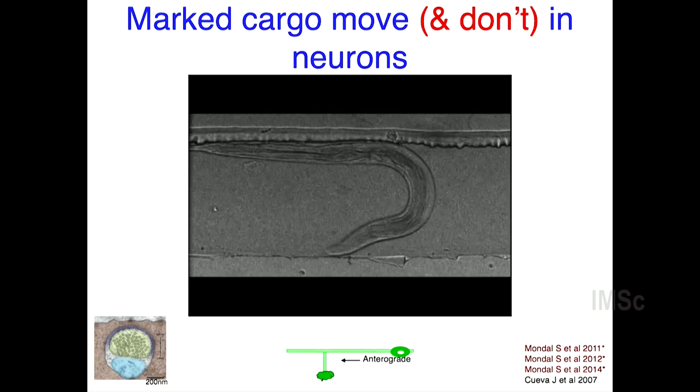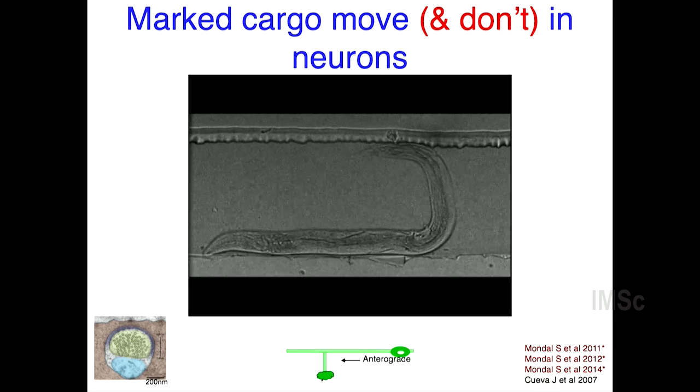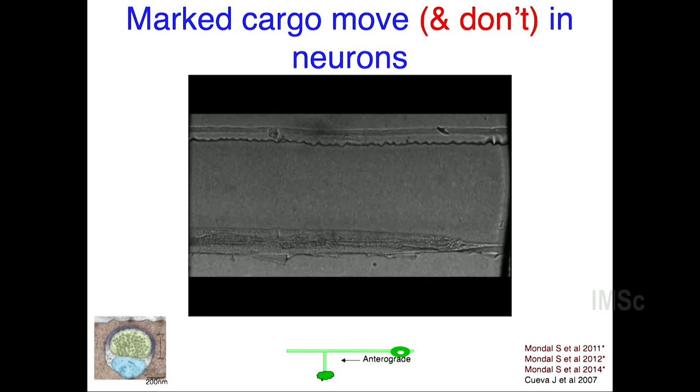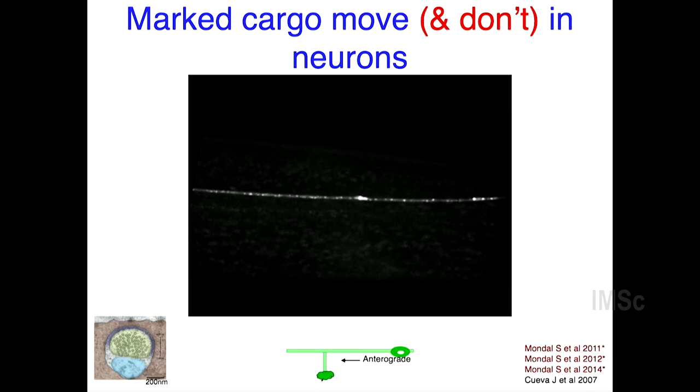So in this complex environment, I already showed you one movement of how cargo moves in neurons. What happens if we look at cargo movement, specifically synaptic vesicles? And this is the critter I work on, C. elegans. You see cargo moves in both directions, and some cargo doesn't move at all.